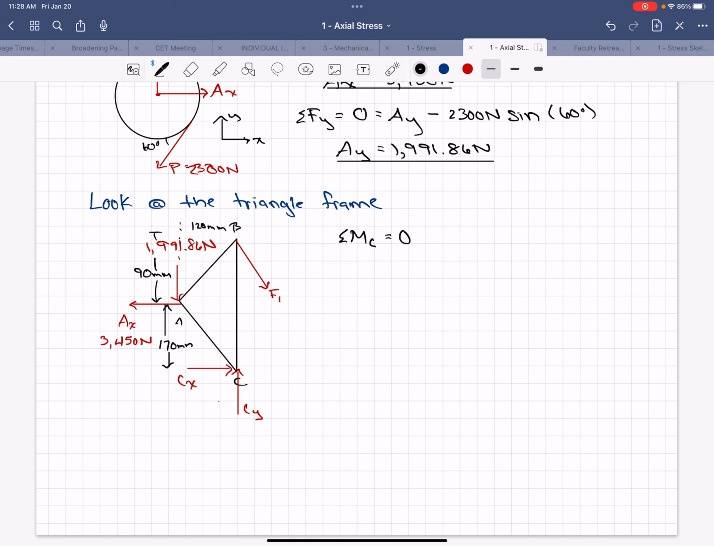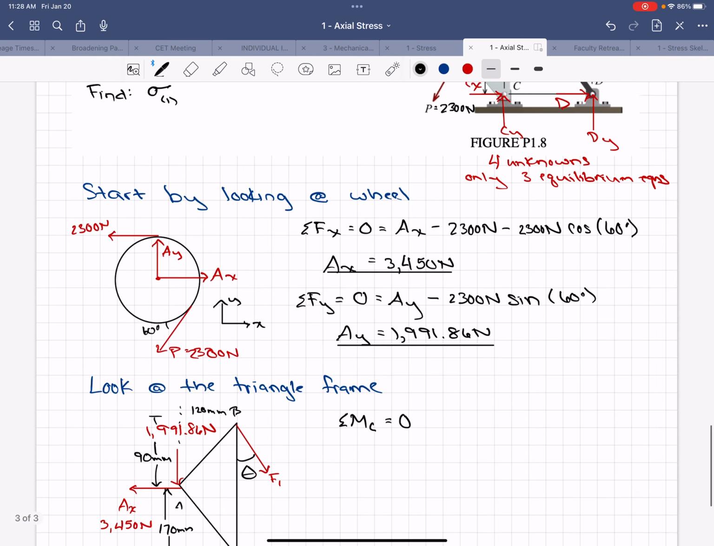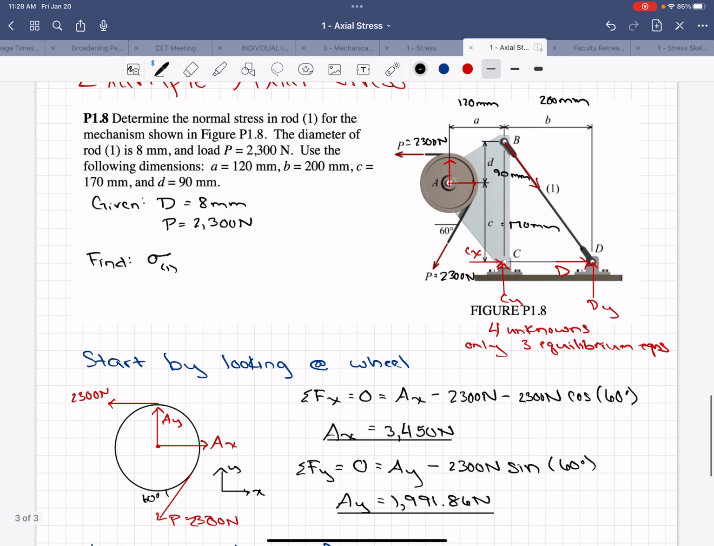So we also need to calculate what this angle theta is. If we look up here, theta's here. The opposite dimension would be this distance between C and D. So if we did tangent, we would have opposite, which is 200, over adjacent, which is this combination adding D plus C.